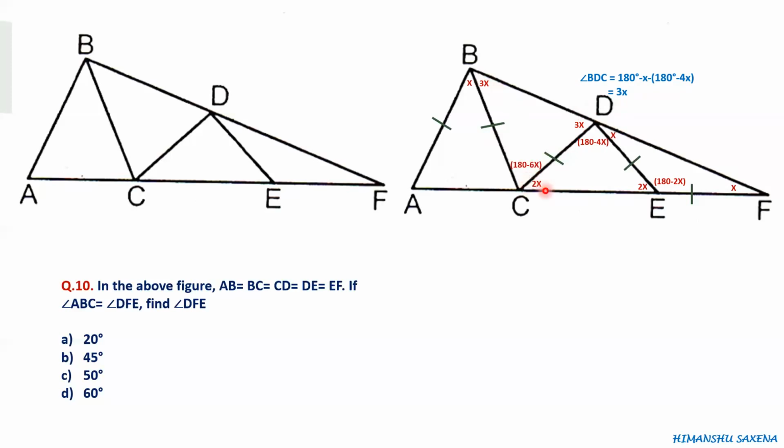Now this is 2x, this is 180 minus 6x. How much would this be? Again, the sum of these three would be 180. So 180 minus this angle and minus this angle. So this is 180 minus 2x minus (180 minus 6x). So this is 4x. The value of this angle is 4x. Now if this is 4x, this will also be 4x, because these two sides are equal.